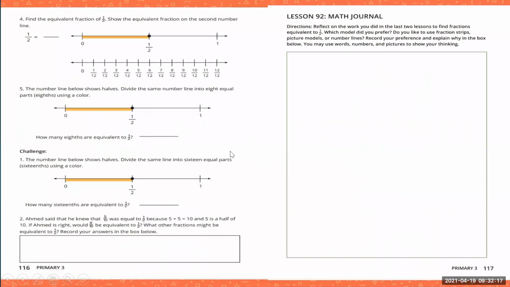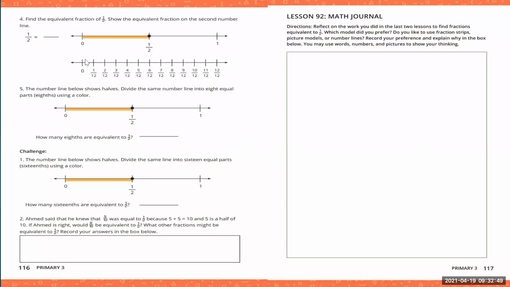Okay, the next page. Now, let's find the equivalent of half. Here, look at our number line. I have two equal parts, and this is a half. Here I divided my number line into 12 equal parts. Let's look at the denominator. It's 12, so they are 12 equal parts.